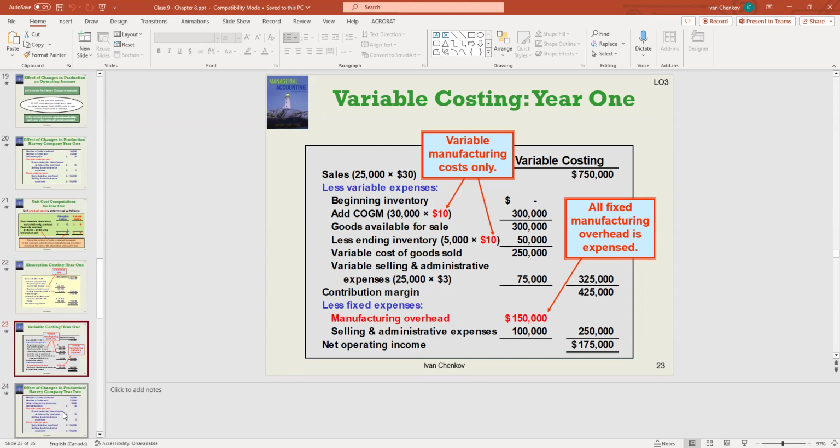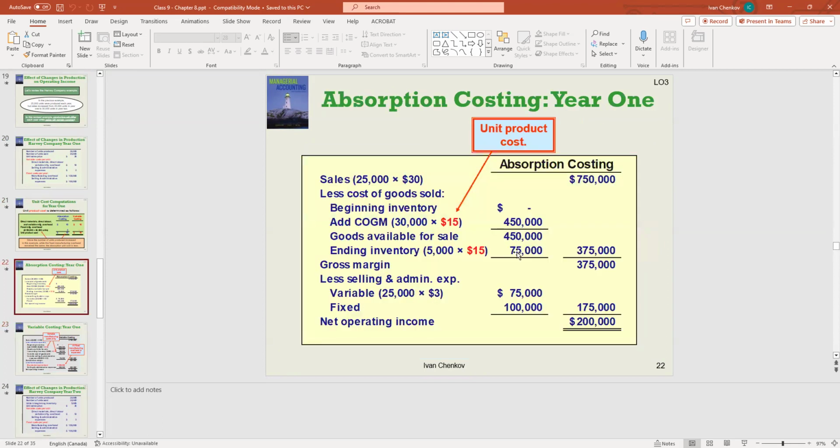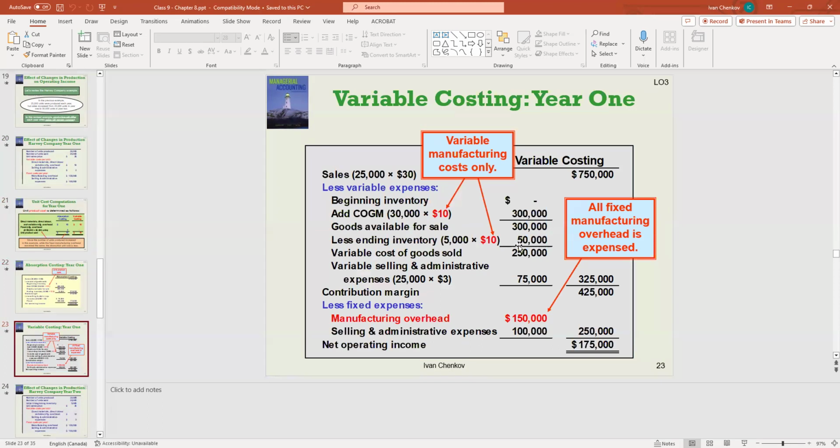Sales, same amount, 750. Beginning inventory, no beginning inventory. Cost of goods manufactured, 300, $10 only per unit. Ending inventory is still 5,000, but $10 per unit now. So you see, in the previous one, we have 75 sitting in the inventory, where here we have only 50,000 sitting in the inventory. Where is the 25 going to go? Here it is going to go with the manufacturing overhead.